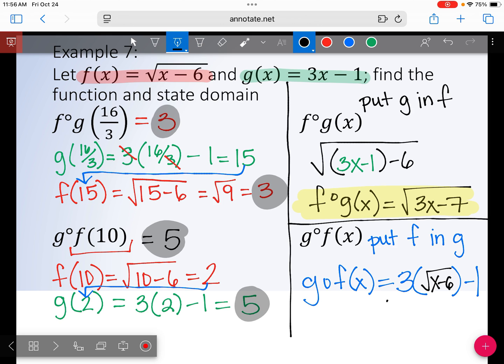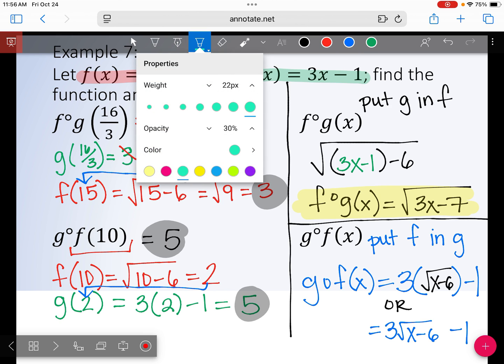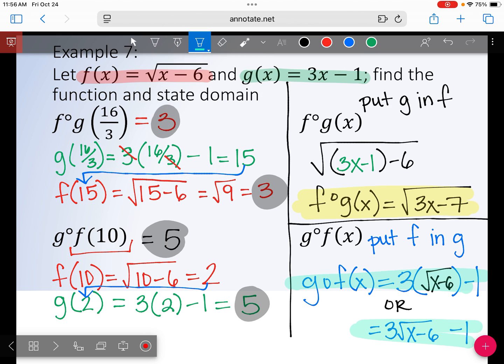Or if you really wanted to, you could drop the parentheses and say it's 3 times the square root of x minus 6 minus 1. But I want you to understand that those are the exact same thing. So here or here. All right, any questions about example 7?